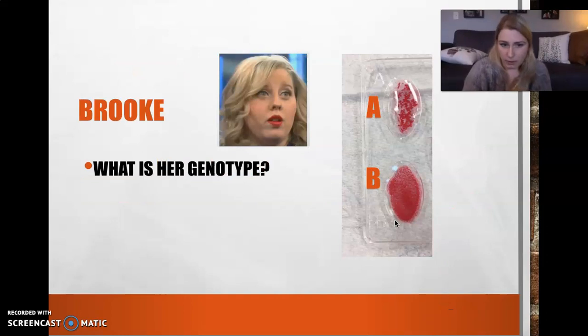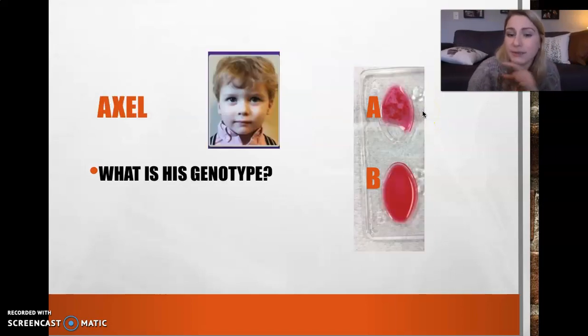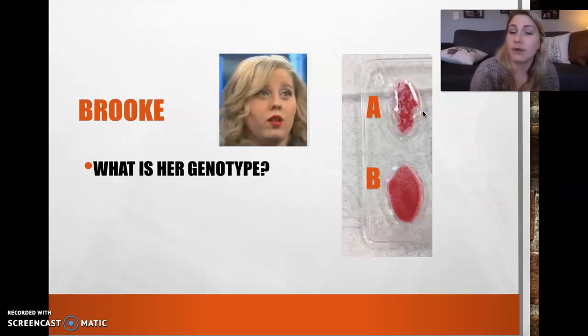So, looking at Brooke, she has clumping, and it's really obvious here for the A, but then if you look really closely at the B, it also looks a little chunky. A lot smaller, but it is still kind of chunky, which means that Brooke has the A antigen, she has the A name tag, and she also has the B name tag. So her genotype is going to be capital I^A, capital I^B.